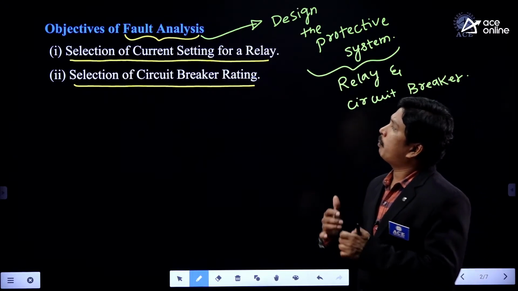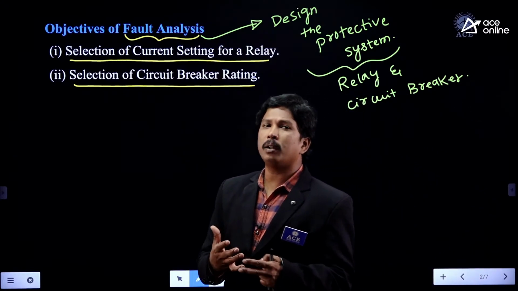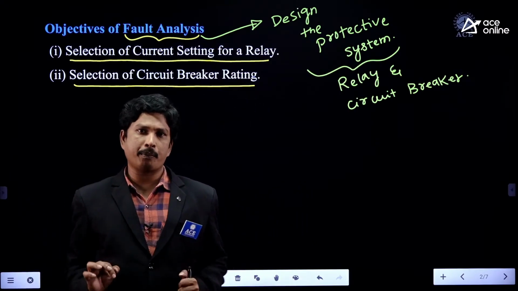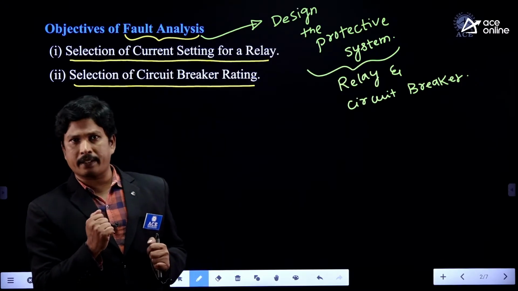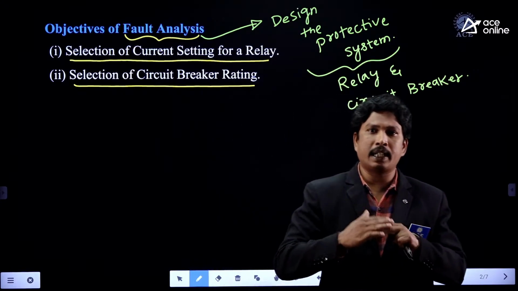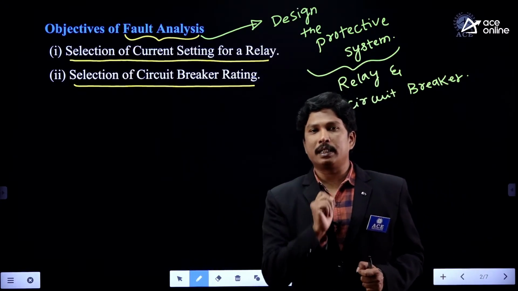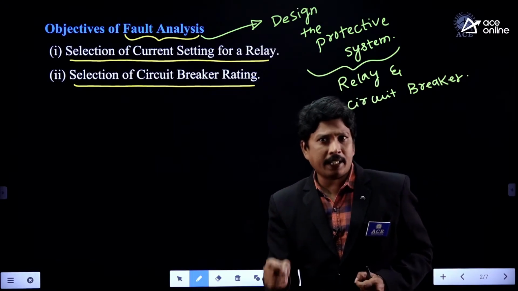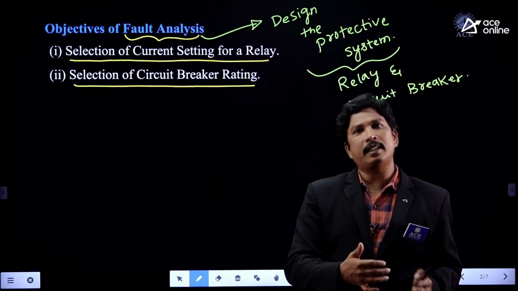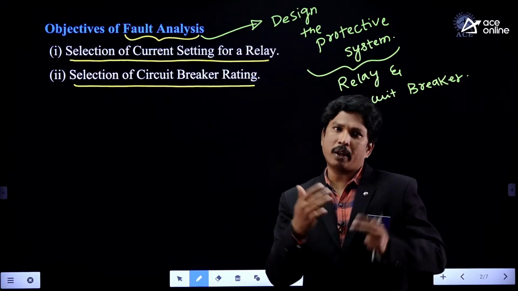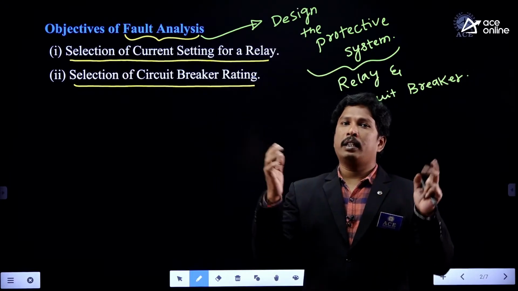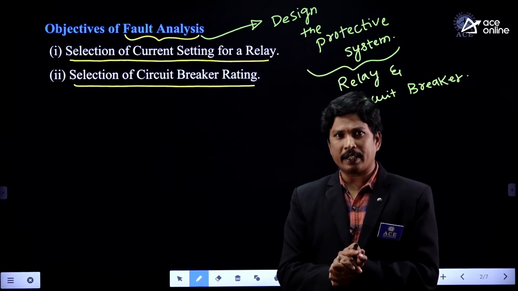Sir, which current do we have to give for the relay? We know the relay is a fault sensing device, that's all. It is not going to trip the circuit. It gives the trip signal to the circuit breaker, and only then the circuit breaker can operate and open circuit the transmission line. Which means the circuit breaker itself is not going to identify the fault, and the relay is not going to open circuit the fault itself. So both we have to study. The relay gives the trip signal to the circuit breaker and the circuit breaker trips the circuit. These are the two things we have, students.